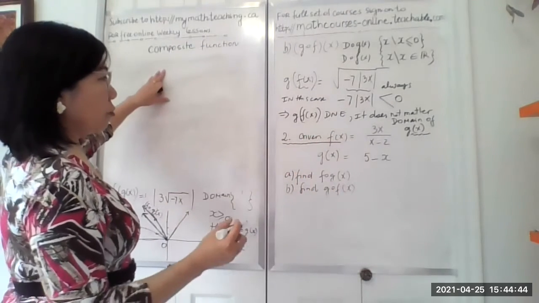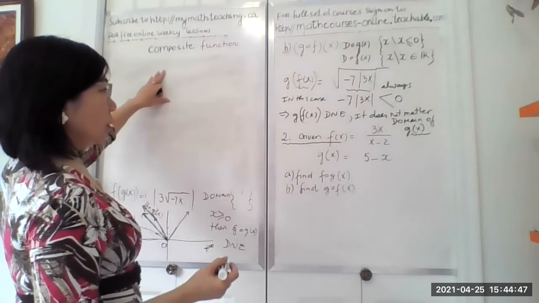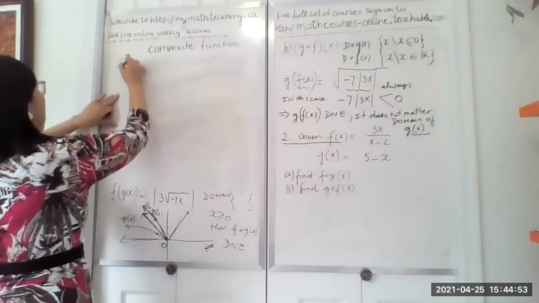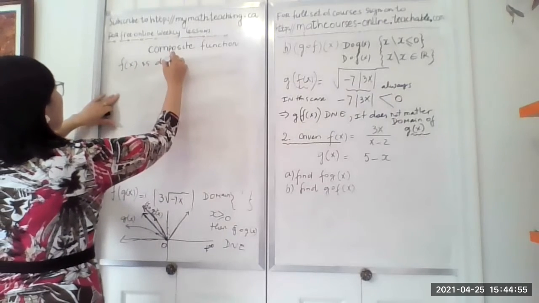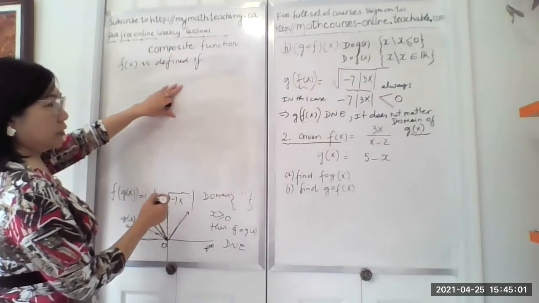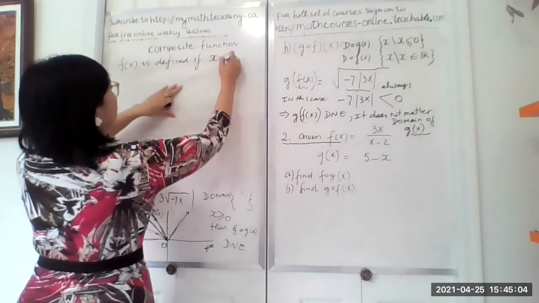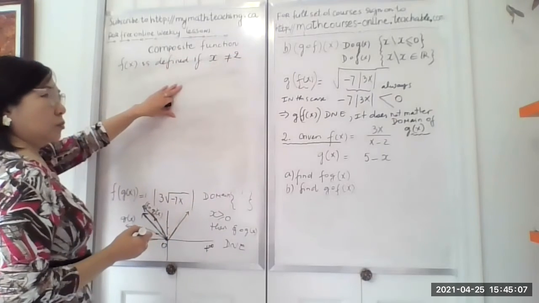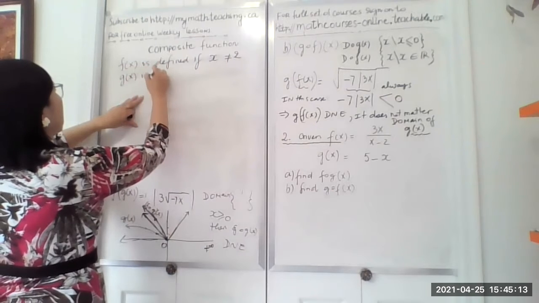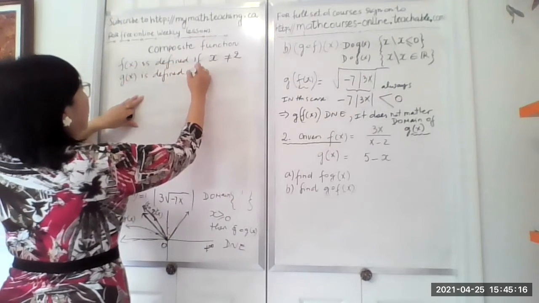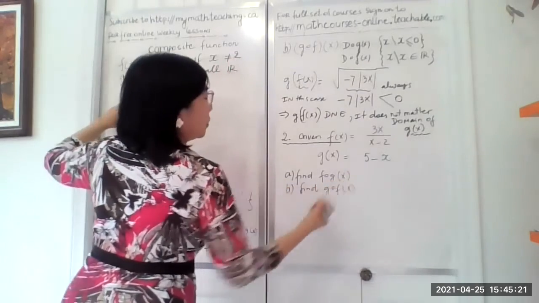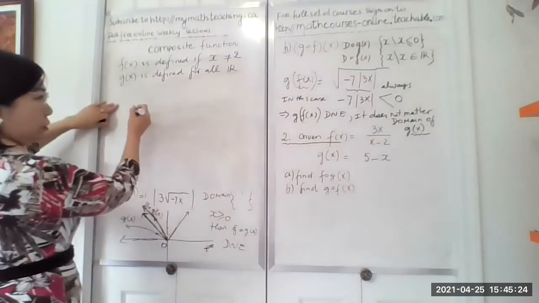Given f(x) equals 3x divided by x minus 2, and g(x) equals 5 minus x. To have f(x) defined, first we have to make sure the function is valid, right? x has to be different from 2. For g(x), it is defined on the real numbers, because this is a linear function.